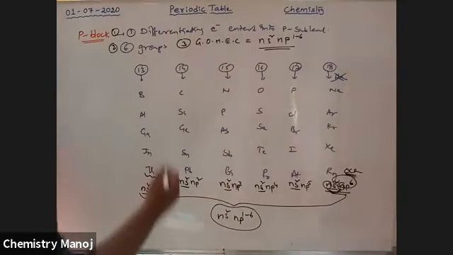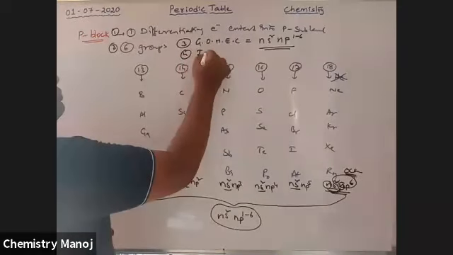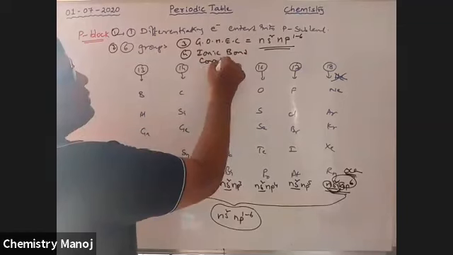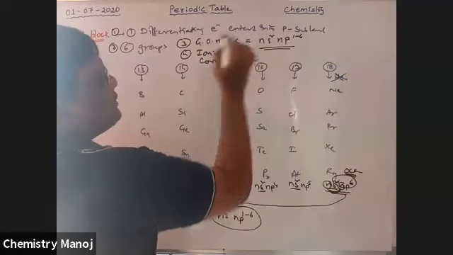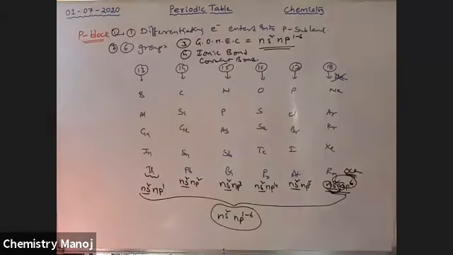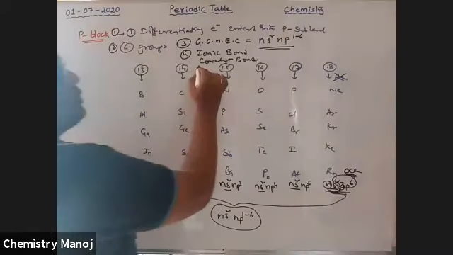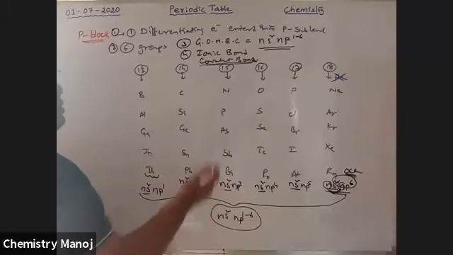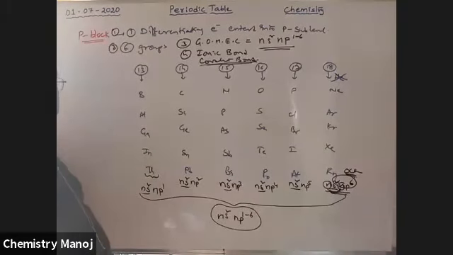Losing and gaining give ionic bonds. Sharing gives covalent bonds. So both ionic bonds and covalent bonds are possible, but mostly covalent bonds are possible. That means mostly these compounds are covalent in nature.